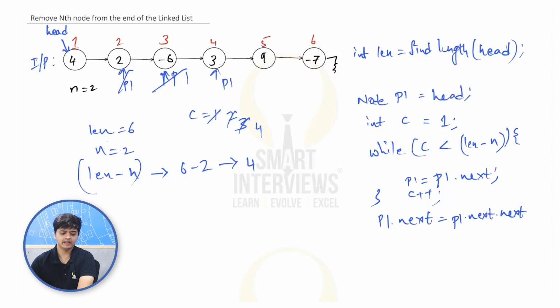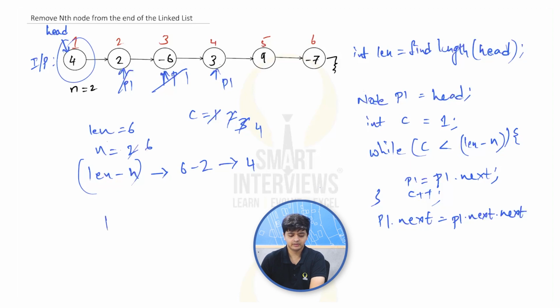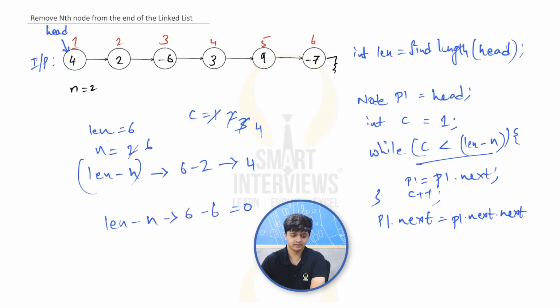Let's say your n is equal to 6. What will happen when your n is equal to 6? You are asked to delete the sixth node. So your length minus n will be 6 minus 6, which is equal to 0. So c will be less than length minus 6 and your p1 will be currently at head itself.